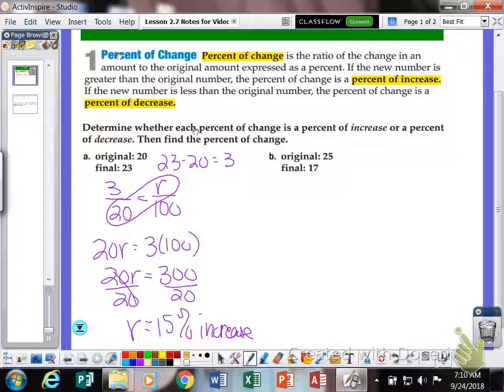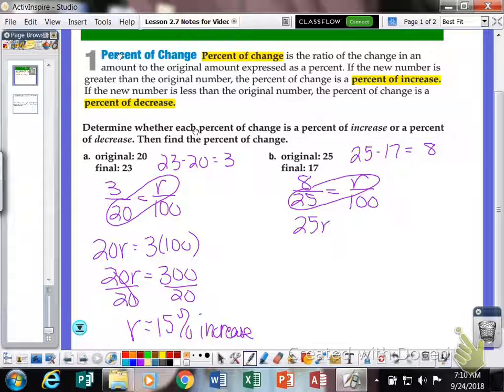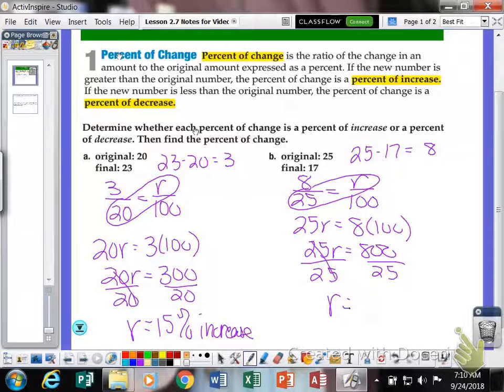Here we have a decrease because we're going from 25 to 17, so 25 minus 17 has a difference of 8. So it's 8 over the original equal to the new percent over 100. Cross multiply: 25 times r equals 8 times 100. 25r is equal to 800. We divide by 25, and I get r is equal to 32%, and this is a decrease, 32% decrease.